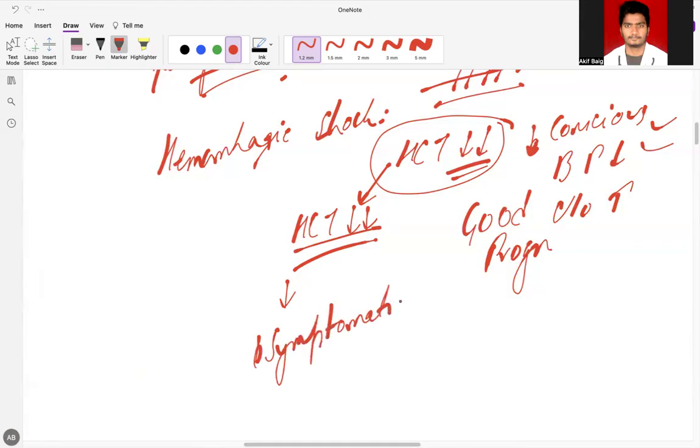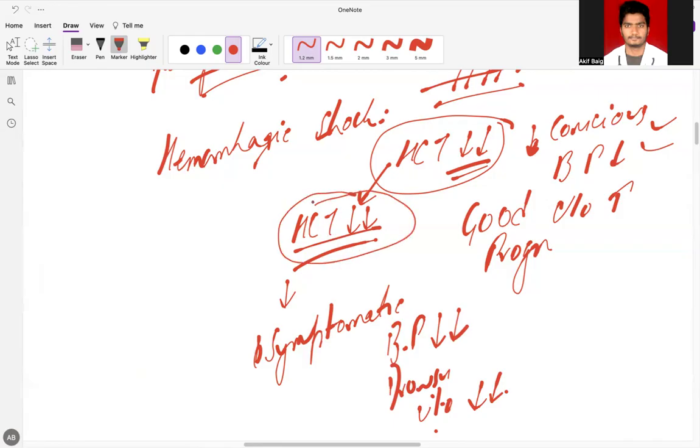So despite that, BP will be falling down. Patient will get more and more drowsy. Urine output is decreasing. So all these things are happening. So the patient is getting worse, but hematocrit is still decreasing. So many times the physician gets confused about why this is happening.